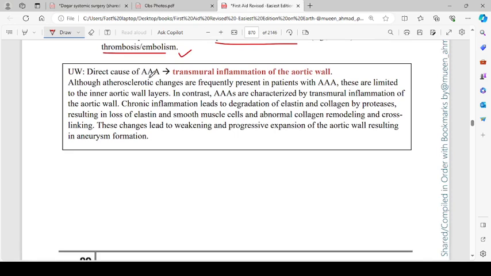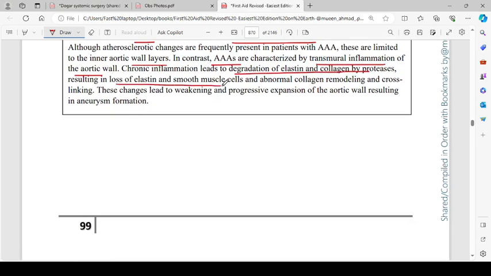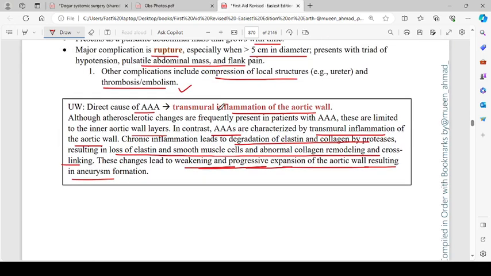A UWorld point is the direct cause of abdominal aortic aneurysm: transmural inflammation of the aortic wall. Although atherosclerotic changes are frequently present in the patients with the abdominal aortic aneurysm, they are limited to the inner aortic wall layers. In contrast, abdominal aortic aneurysm is characterized by transmural inflammation of the aortic wall. Chronic inflammation leads to degeneration of elastin and collagen by proteases, resulting in the loss of elastin and smooth muscle cells and abnormal collagen remodeling and cross-linking. These changes lead to weakening and progressive expansion of the aortic wall, resulting in the aneurysm formation.